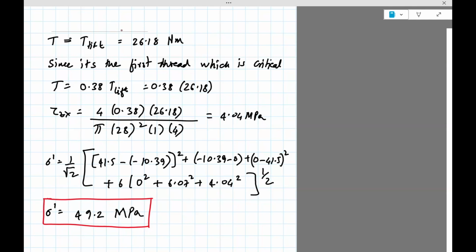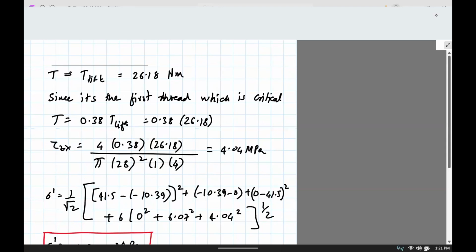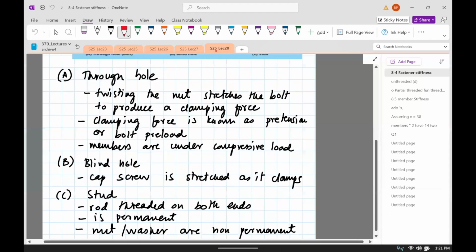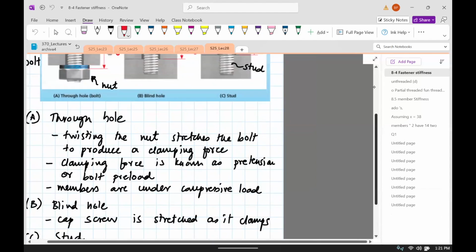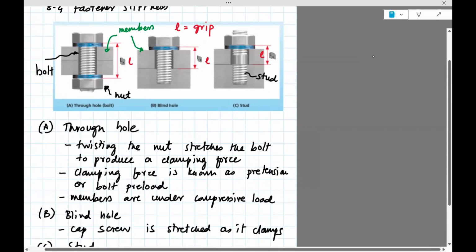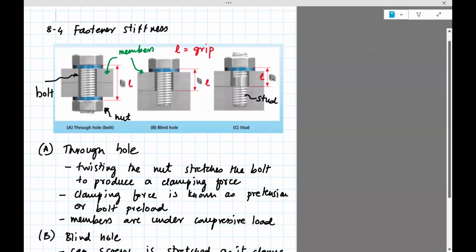Okay, let's move on to the next part. We are now going to set ourselves up for computing the fastener stiffness, and this calculation is important because it will feed into the loads which are carried by different members. And once you know the loads carried by different members, there's not one thing here. There's the screw itself, but then there are the members, shown in green, which are actually compressed.